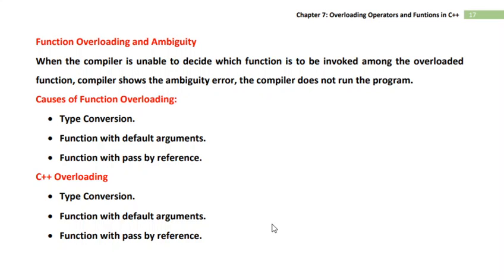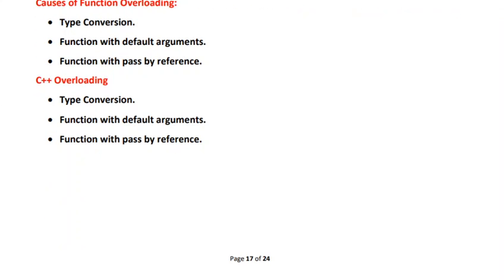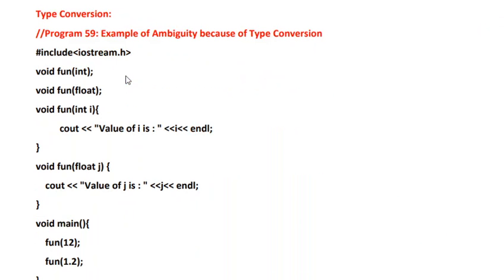So again, I'll repeat it. Function overloading ambiguity basically refers to a situation where the compiler will not be able to select the appropriate function to be invoked from the set of overloaded functions. Now, function overloading ambiguity may be because of three varied reasons. It may be because of type conversion, it may be because of default argument, it may be because of pass by reference. So let us try to understand the first instance.